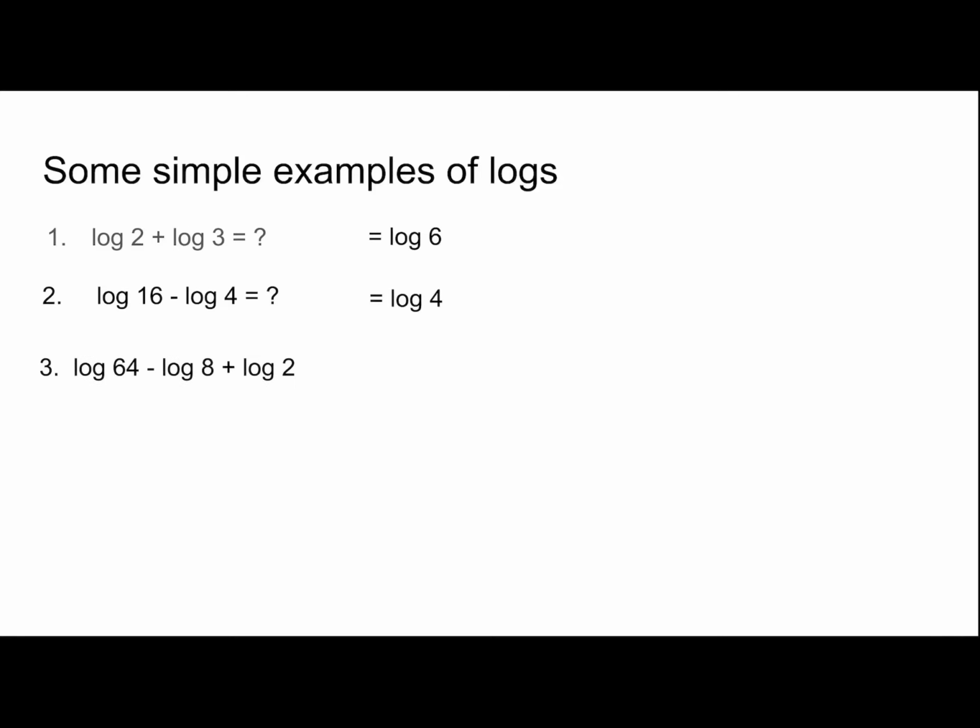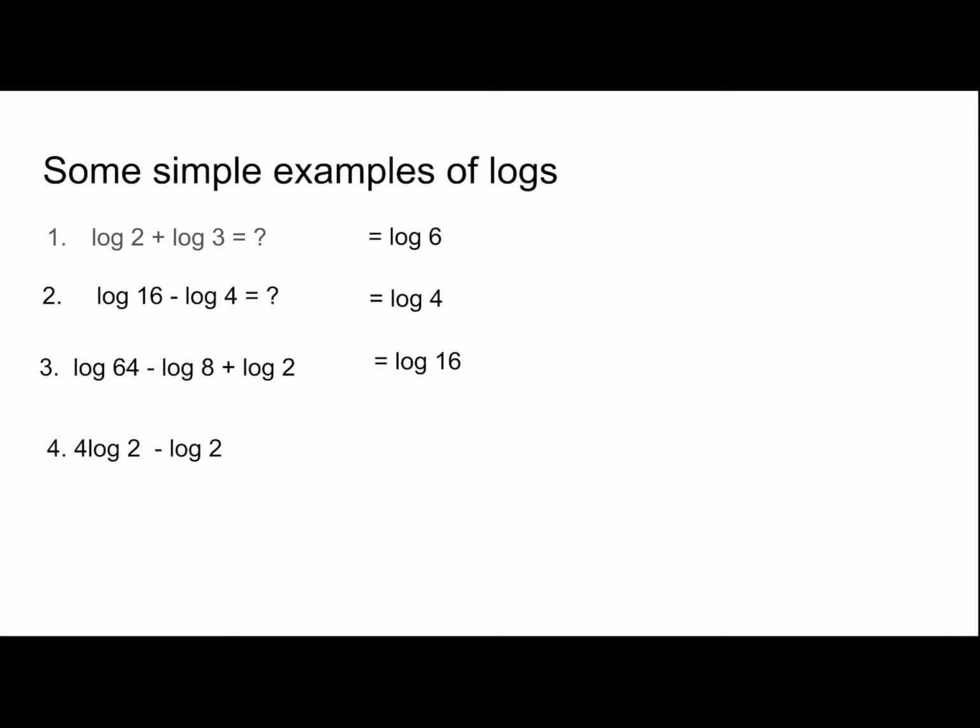Question number 3, we have log 64 minus log 8 plus log 2. For these types of questions, you just do it in the normal way you would do addition problems. For example, 2 plus 3 plus 2: you do 2 plus 3 to give you 5, then 5 plus 2 to give you 7. Same thing here. We do log 64 minus log 8 first, that's going to give us log 8. And log 8 plus log 2 will give us log 16.